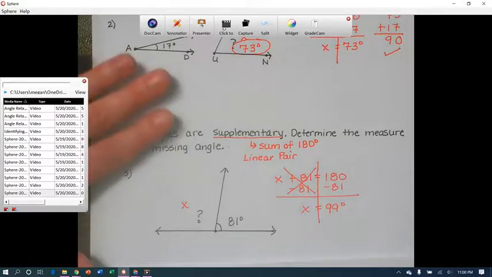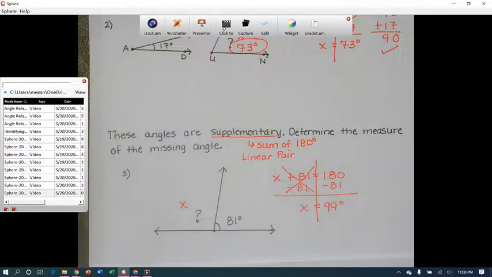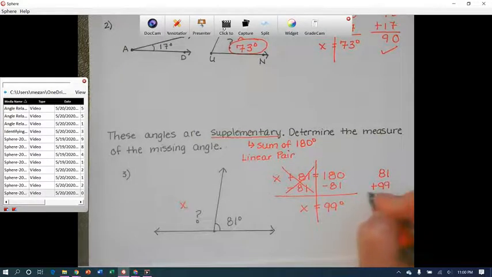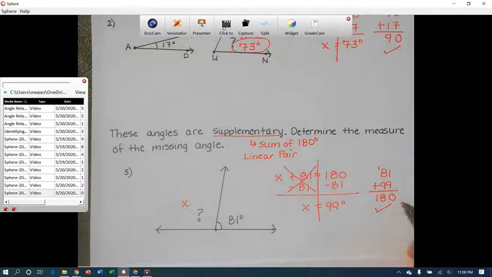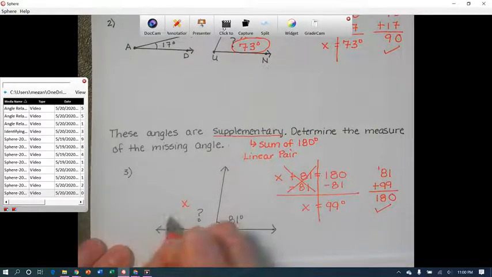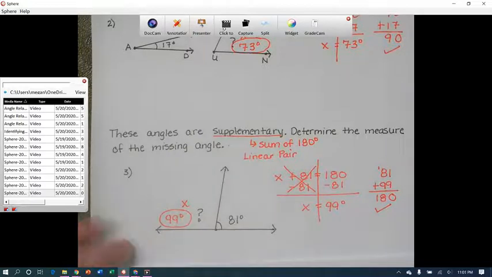Let me check before I put this into my diagram. Is 81 plus 99 in fact 180? That's 10. 9 plus 9 is 18. This does check out to be correct, so I can for sure say that the measure of that missing angle is 99 degrees because they are supplementary. That straight line is formed.